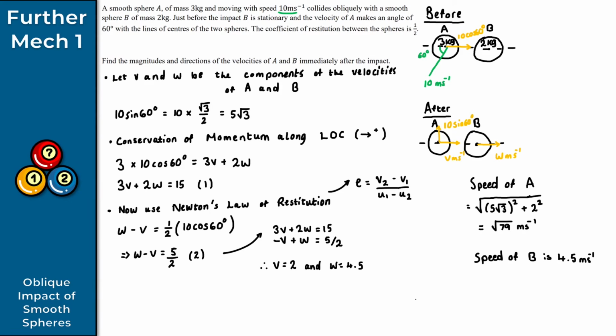Okay. But we're not done here, because we also want the directions of the velocities. So as you can see then, these questions are a little bit tedious, but we're nearly there now, I promise. So how do we find the directions of the velocities here? So for sphere B then, that's pretty straightforward. Sphere B has this speed here along the line of centers, right? It's just traveling along the line of centers. So the speed of B is 4.5 meters per second along the line of centers.